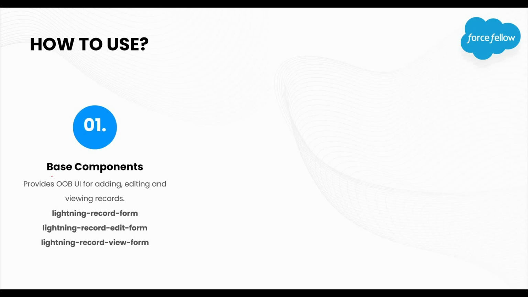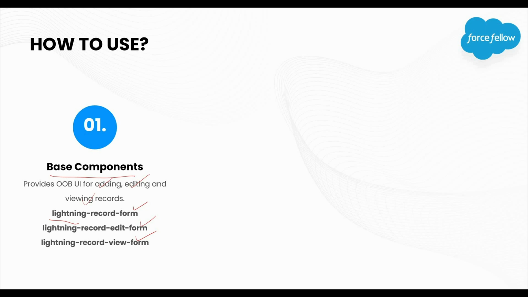So the first and very basic way is using base components. And if we talk about base components, these are out-of-the-box standard components created by the Salesforce team for adding new records and editing and viewing existing records. It means the Salesforce team already created a few generic components which can help us to add new records and edit and view existing records. There are three base components available: record form, record edit form and record view form. And these are available inside the Lightning namespace, so while using them, we have to add lightning as a prefix.